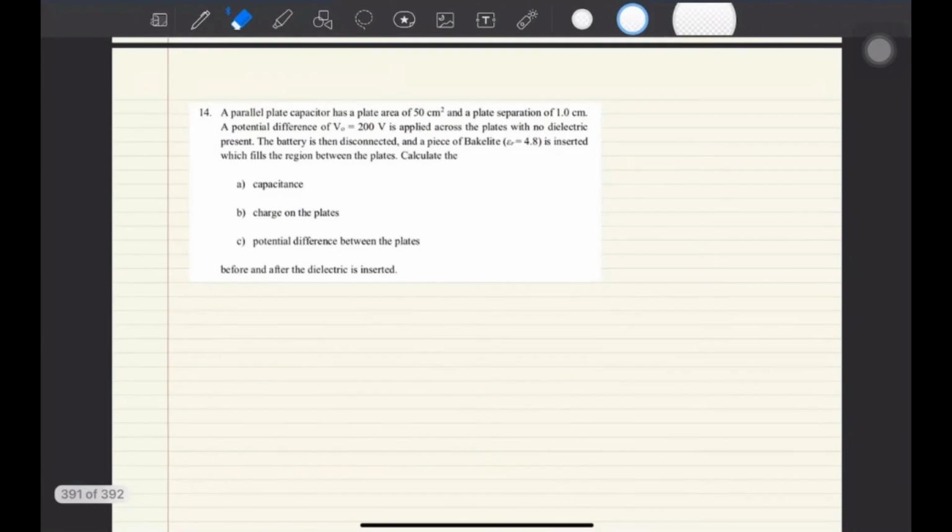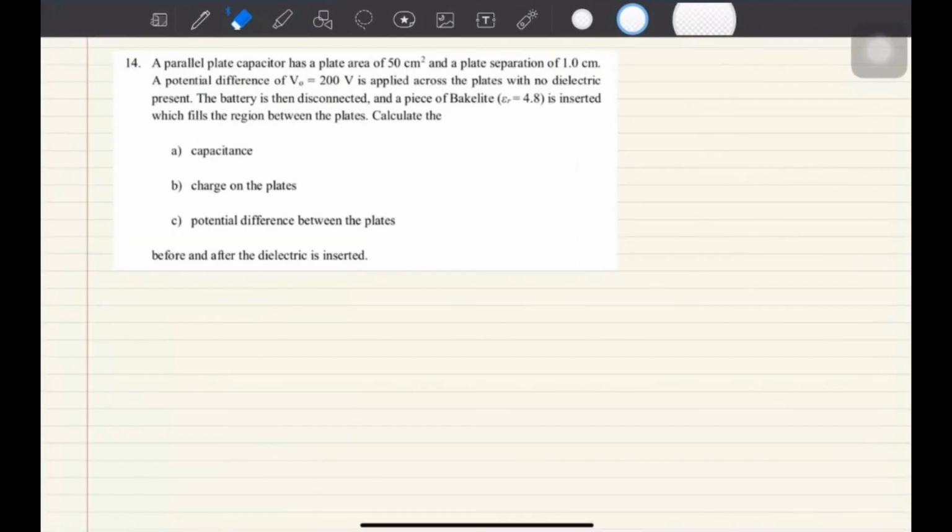Okay, we try to do one example, which is question number 14. Dia kata parallel plate capacitor has a plate area of 50 cm square.